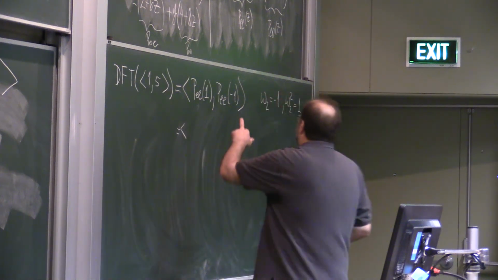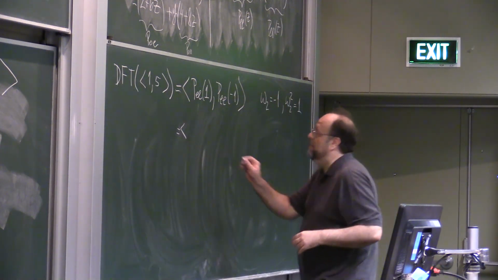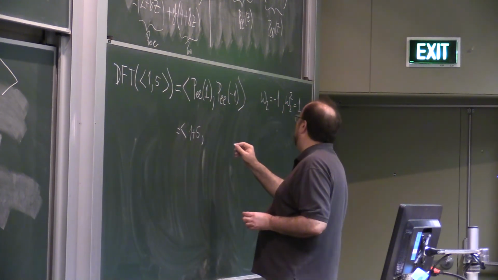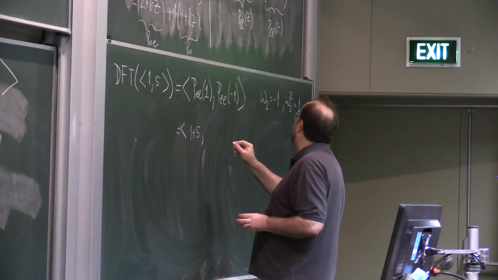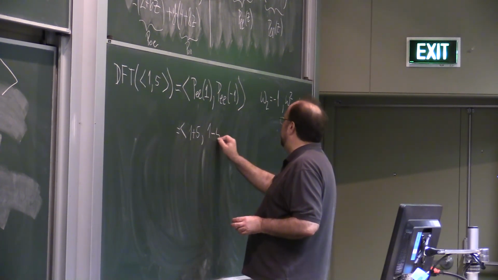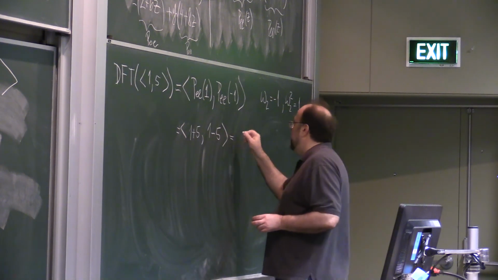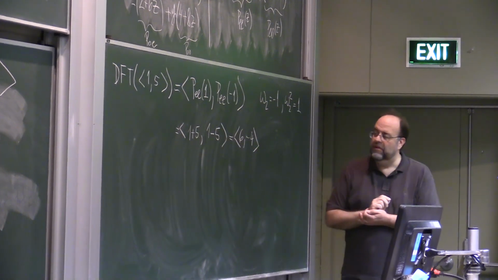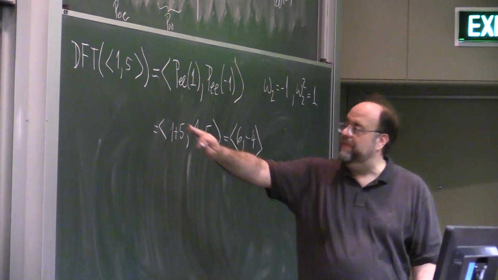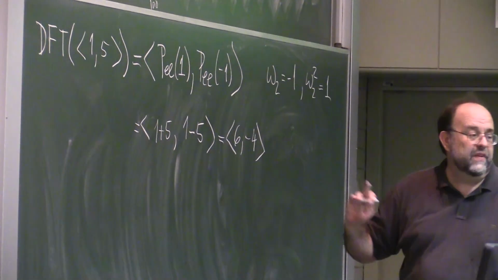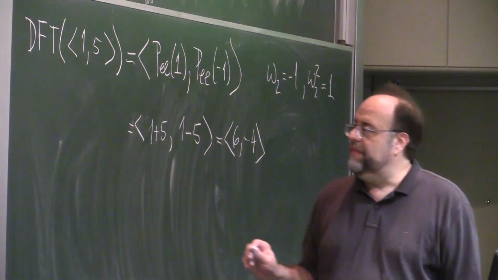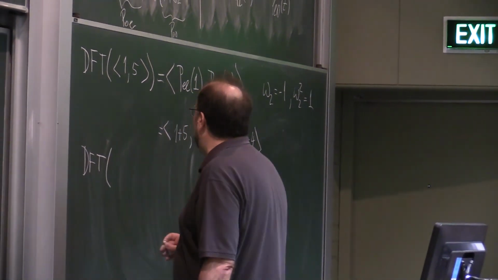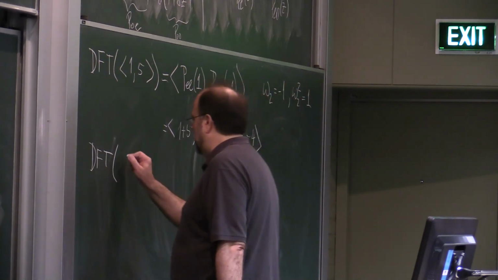This is simply, if I substitute 1, I will have 1 plus 5, and here I'll have 1 minus 5, which is just 6 minus 4. Right? So the DFT of the sequence 1, 5 is just 6 minus 4. Okay, so what is the DFT of the sequence 3, 7?